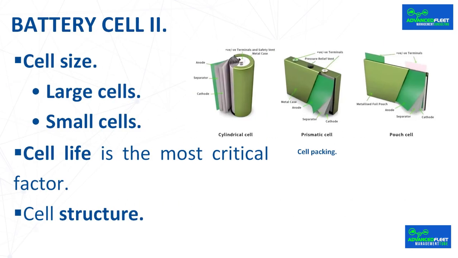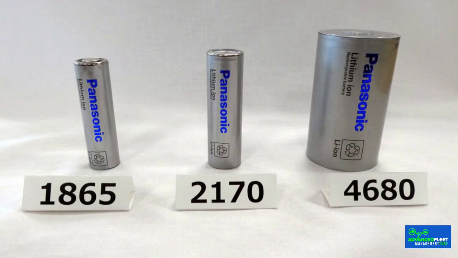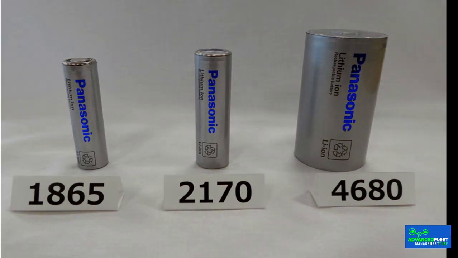Battery Cell 2. Cell size. The size of the cells is varied. Each vehicle manufacturer uses a size. The larger the cell size for the same components, the greater the energy storage. Cells can be classified as large and small.